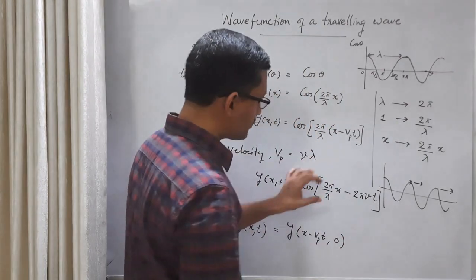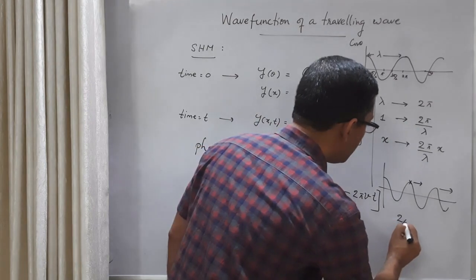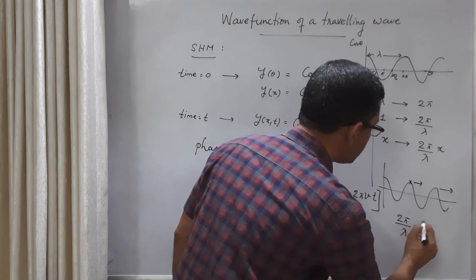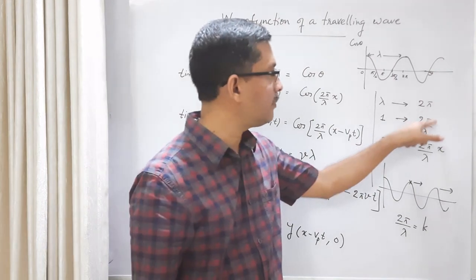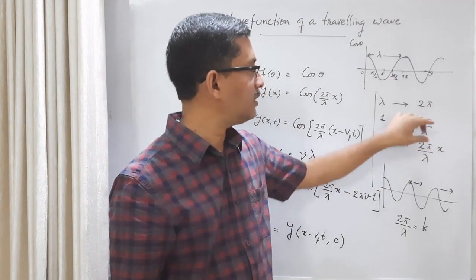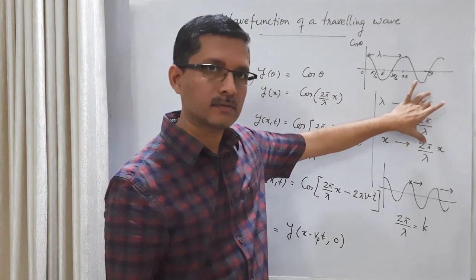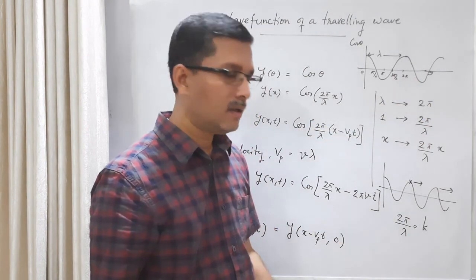Now you have two terms here. One is 2 pi by lambda. Now this 2 pi by lambda is called wave number k. We have seen this 2 pi by lambda here. It is actually the phase change per unit length. Okay, that is called wave number.